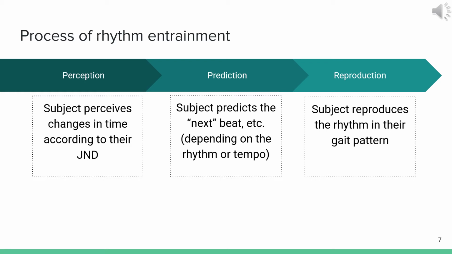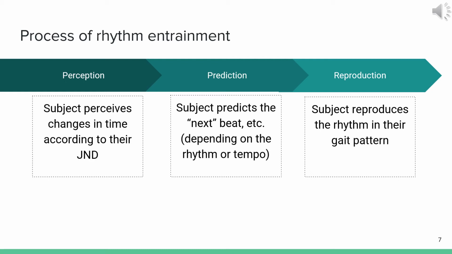Then comes prediction. The subject predicts the next beat depending on the rhythm or tempo. This person says, I think the next beat is going to be just about now. Then there's the third, last step, which is reproduction, where the subject reproduces the rhythm in their gait pattern, where they perceive that there is a certain tempo, they predict the next beat of the tempo, and then they produce that tempo by putting their foot down in this case.